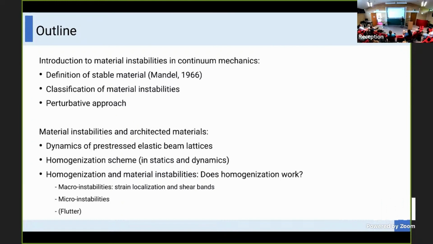In the second part of my talk, I will try to make a link between solids and architected materials. And I will show the homogenization schemes in both statics and dynamics. And I will try to answer this question: does homogenization work in case of material instabilities? And we will see that we need to distinguish between macro instabilities and micro instabilities. There is another type of instability, which is called flutter, but I don't think we have time to cover this today.